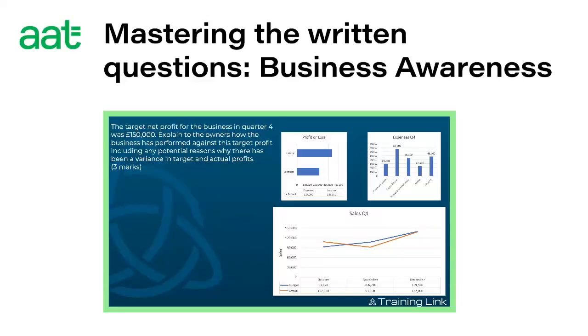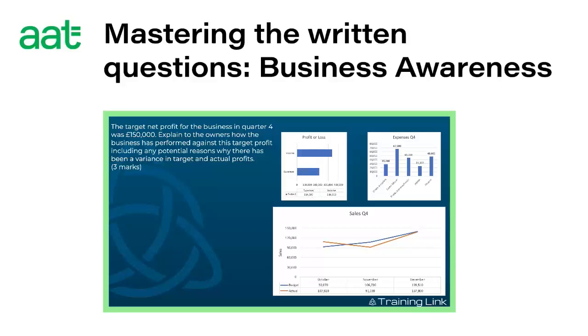Let's have a look at another one then. So the target net profit for the business in Q4 was 150,000. Explain to the owners how the business has performed against this target profit, including any potential reasons why there has been a variance in target and actual profits. Now, again, we need a little bit of analysis here. So we've got 3 marks on offer. We can see that our income is 336,910 and our expenses are 214,000.